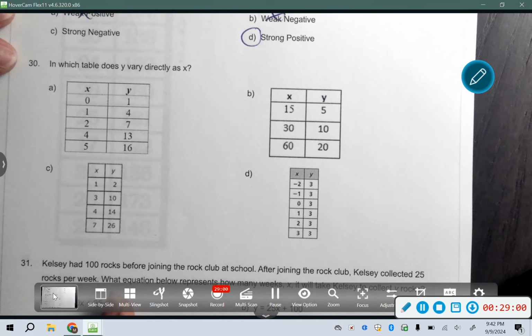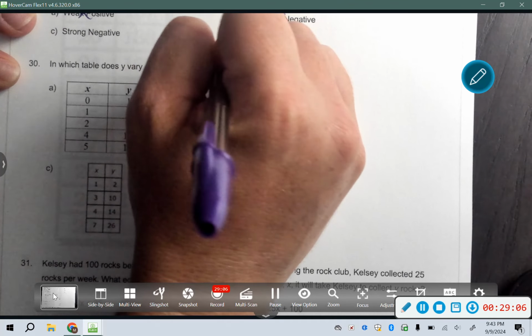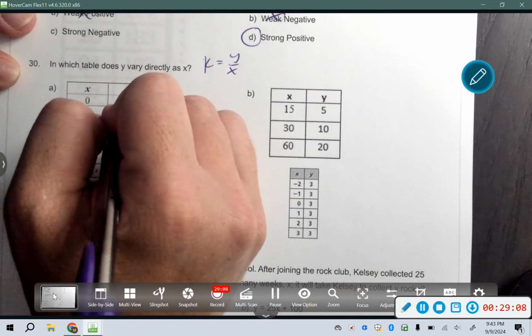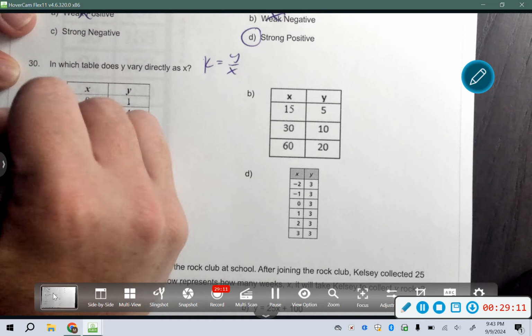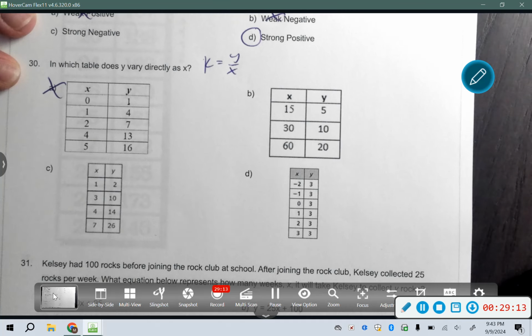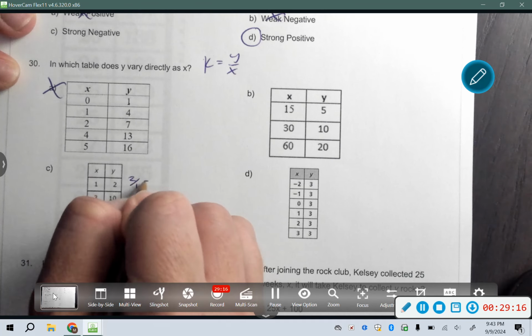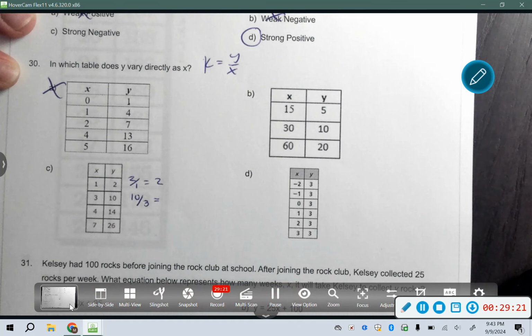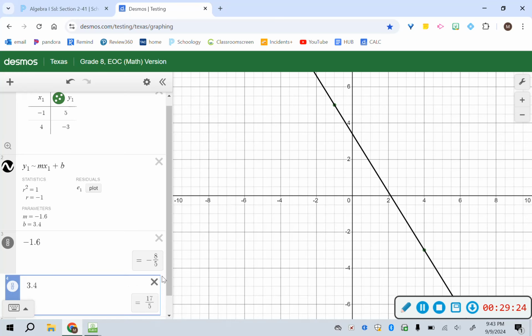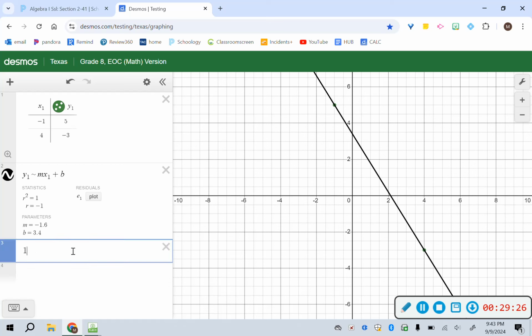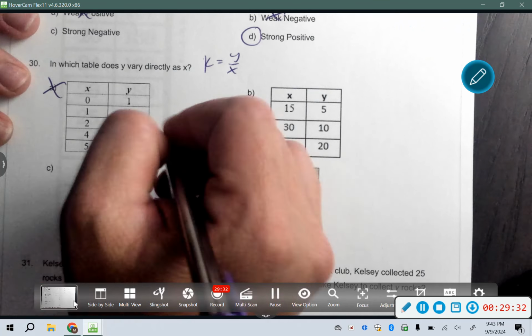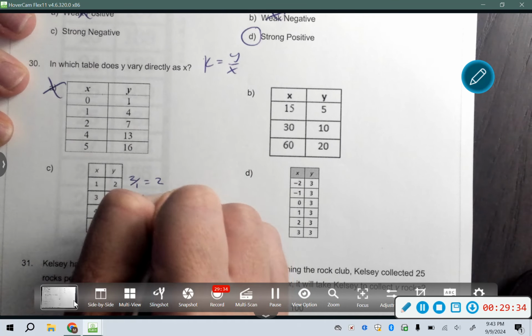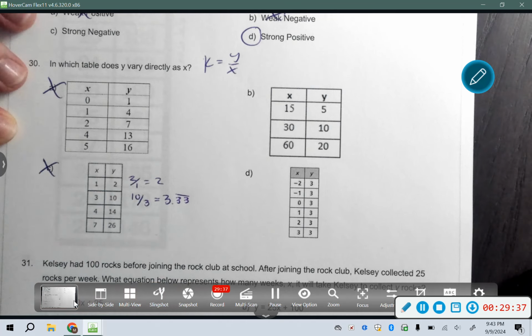30. Which table does y vary directly as x? So remember, in tables, we're going to find our k, y divided by x. Now this one goes 0, 1. It doesn't go through 0, 0, so I know that's not true. Here I'm going to do 2 divided by 1 is 2. 10 divided by 3 is not 2. 10 divided by 3 is 3.3 repeating. It's not the same. They don't match. So this is not direct variation.